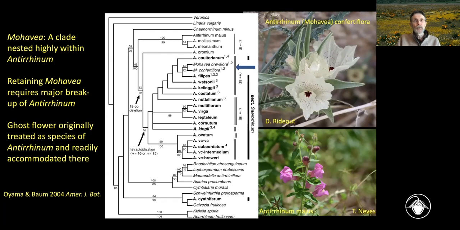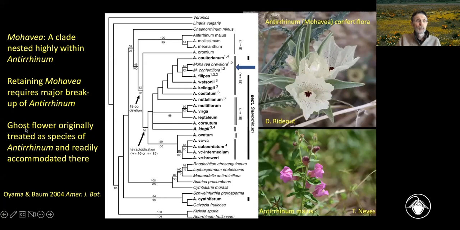A similar solution was put in place for the snapdragons when it became clear that Mohavea, a genus of 2 species, both in California, down in the deserts, is nested highly within Antirrhinum, the snapdragon genus. And here we can see a phylogeny of Antirrhinum, again, tilted on its side, so the names of the species are out here on the right. And here we can see Mohavea, a clade again, as was Dodecatheon, but again, nested within Antirrhinum.